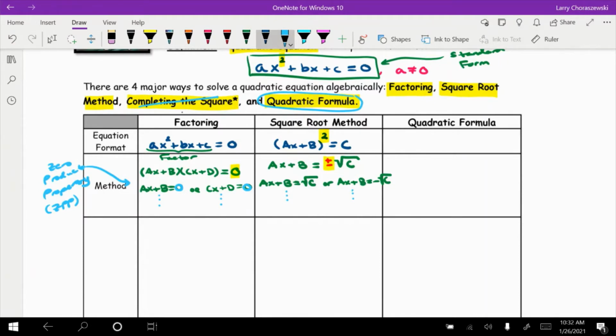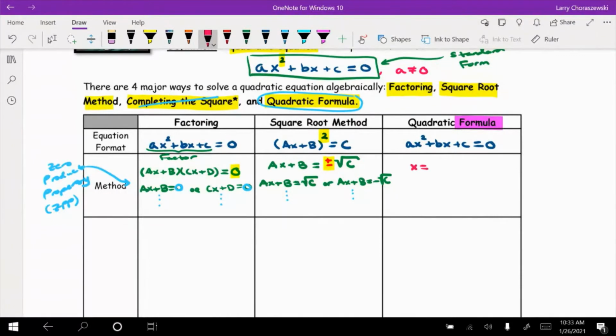With the quadratic formula, you want your format of the equation to be standard form again. So AX squared plus BX plus C equals 0. And it does mention the word formula, and so you're going to probably expect a formula, and I'll definitely give that to you. The quadratic formula, provided that your equation is in standard format like this, will go as follows.